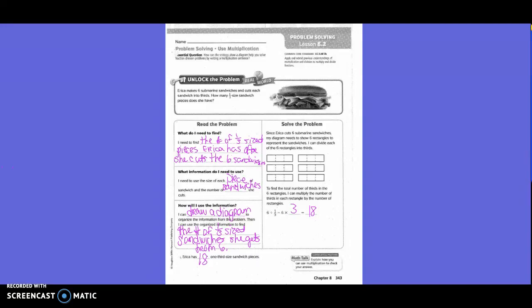Solve the problem. Since Erica cut 6 submarine sandwiches, my diagram needs to show 6 rectangles to represent the sandwiches. She can divide each of the 6 rectangles into thirds. To find the total number of thirds in the 6 rectangles, I can multiply the number of thirds in each rectangle by the number of rectangles. So we said 6 divided by 1/3 equals 6 times 3 because each sandwich was cut into 3 pieces, and 6 times 3 equals 18. So Erica has 18 1/3 size sandwich pieces.